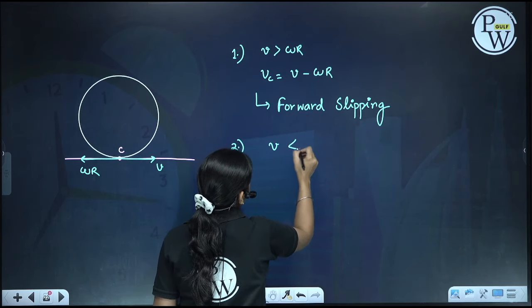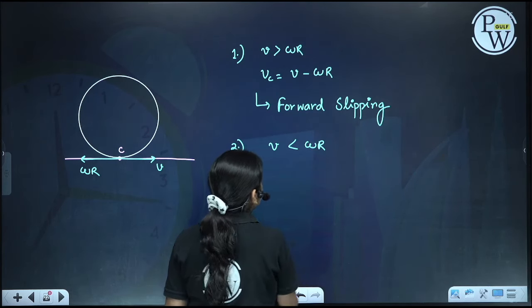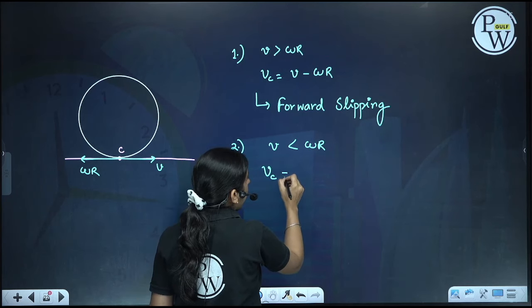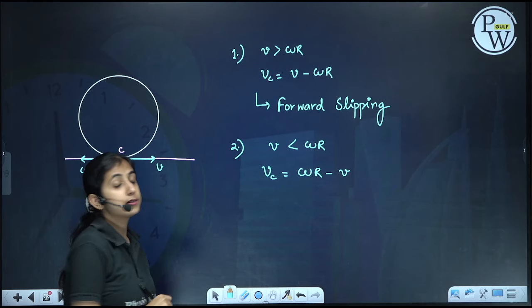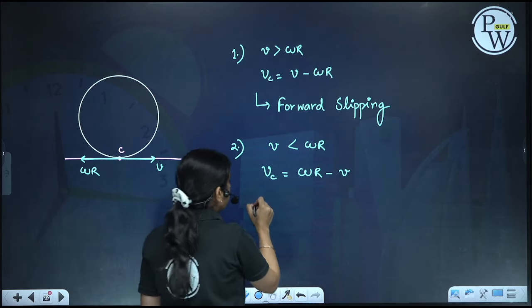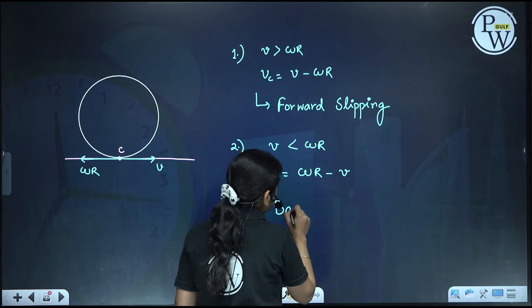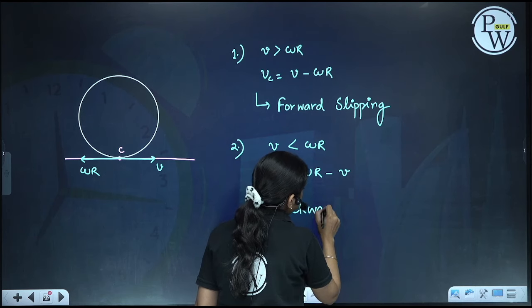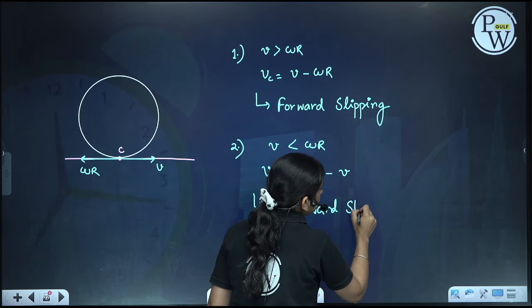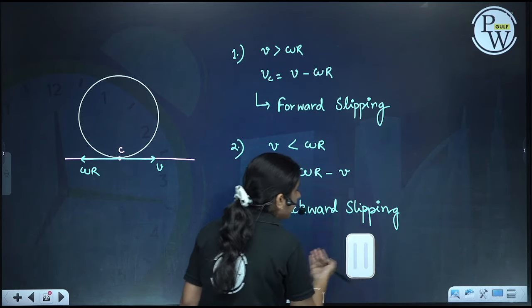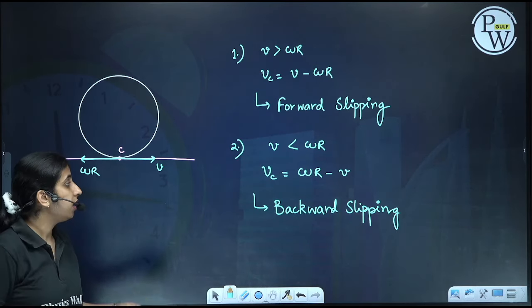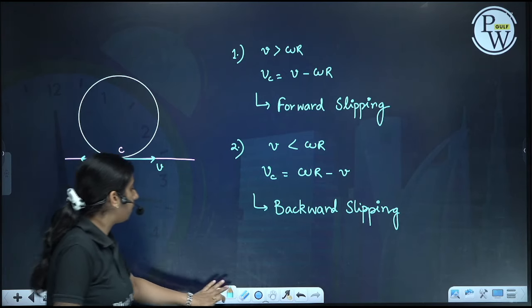Next case comes if omega r is greater than v, then the contact point will have a net velocity in the backward direction, that is omega r minus v. So this is called backward slipping. In this, the body is rolling as well as slipping backward.